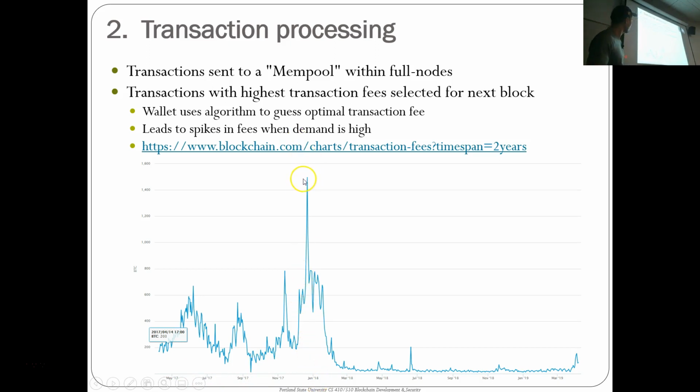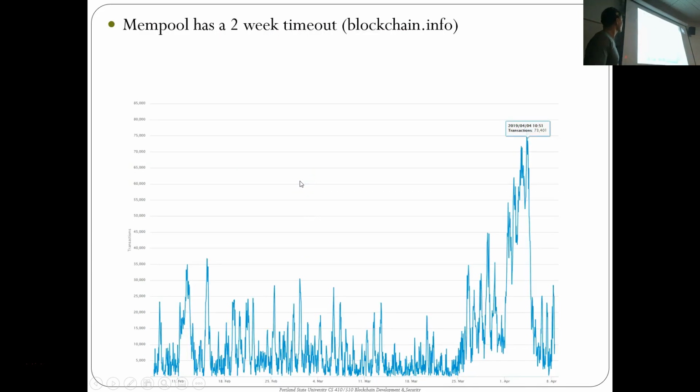And this spike in transaction fees caused one of the developers of Bitcoin to say, I've had enough. I'm going to fork the Bitcoin network into my own thing that addresses this transaction fee problem. And so this is where one of the splits happened in January 2018 to address the fact that people couldn't transact on the network because the fees were too high. Okay.